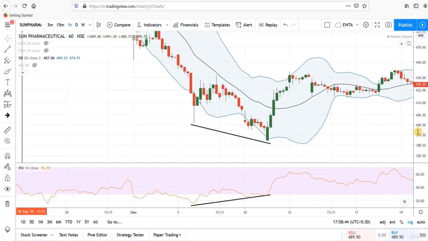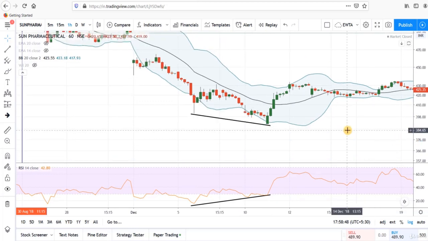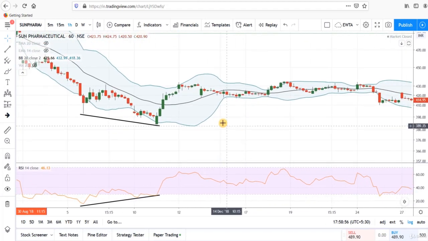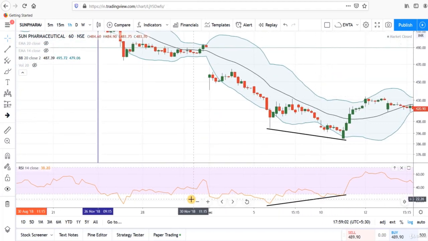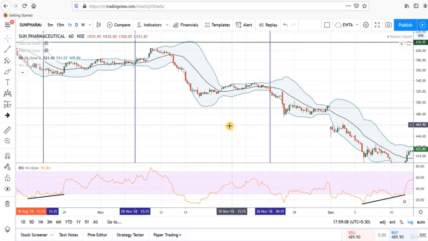So with the help of other indicators, we can get entry and exit signal and we can trade the stocks very effectively. Bollinger Band is a very good indicator, and with the help of this indicator, we are getting early signals. That's why it is called a leading indicator.